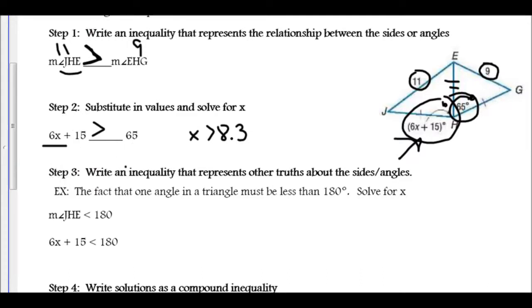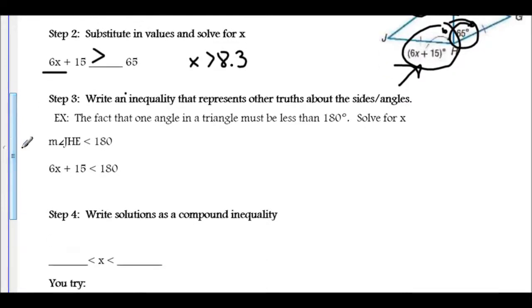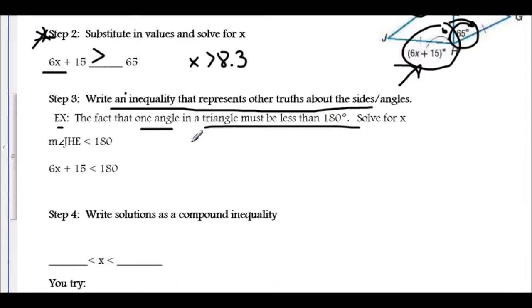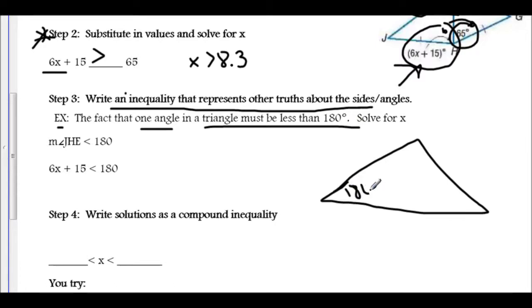The second step is to consider other possible scenarios about the triangles. Well, we know because of the hinge theorem that x has to be greater than 8.3. That's what this was. Now we have to write an inequality that represents other truths about the sides or the angles. So in this example, we know that in a triangle, not one of the angles, all of the angles, cannot be greater than 180 degrees. This angle cannot equal 180 degrees. It has to be less than 180 degrees. So we also have to solve for the fact that angle JHE has to be less than 180 degrees.